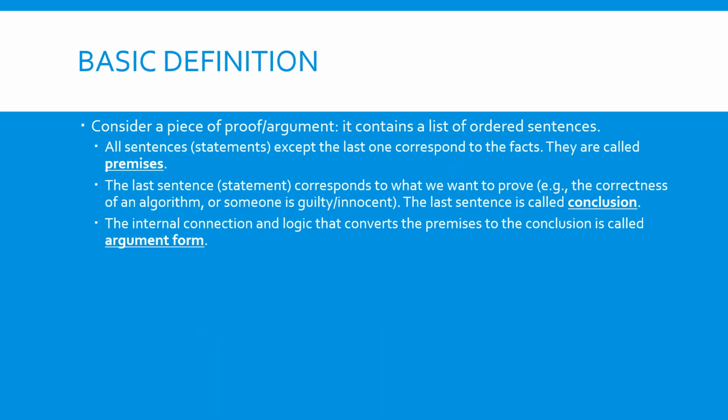Let's begin by introducing some basic notions. Consider a piece of proof or argument as a list of ordered sentences. Each sentence is a statement. All statements, except the last one, correspond to the pieces of evidence we provide, and they are called premises. The last sentence corresponds to what we want to prove. It is called the conclusion. The internal connections and logic that convert the premises to the conclusion is the argument form.